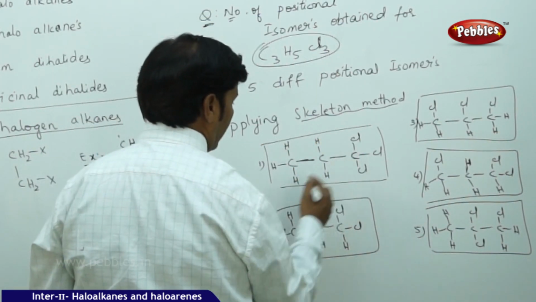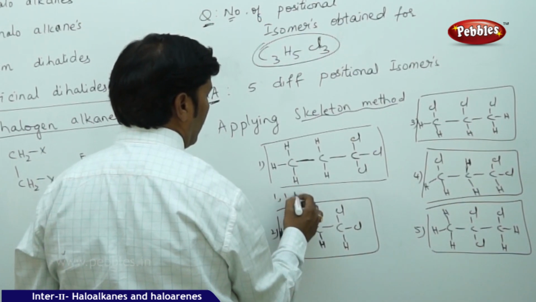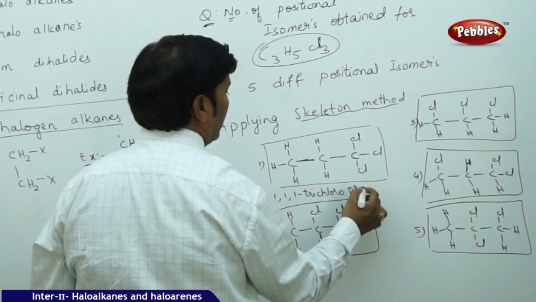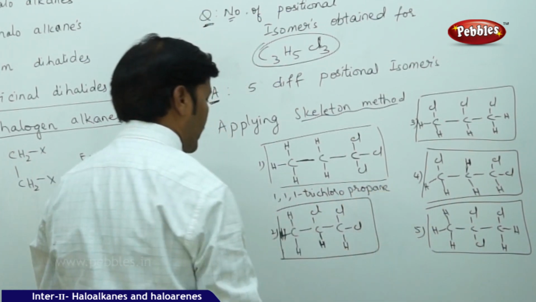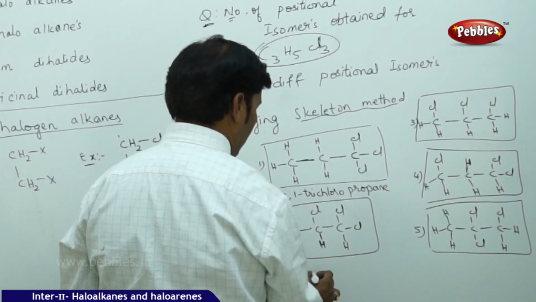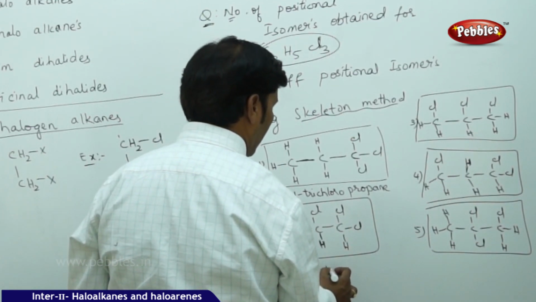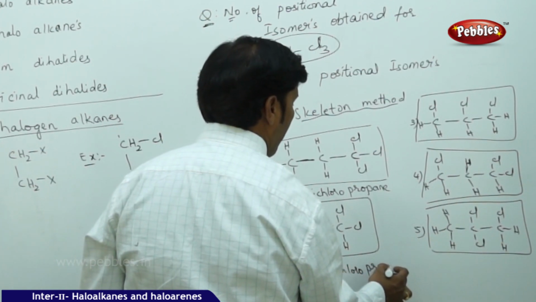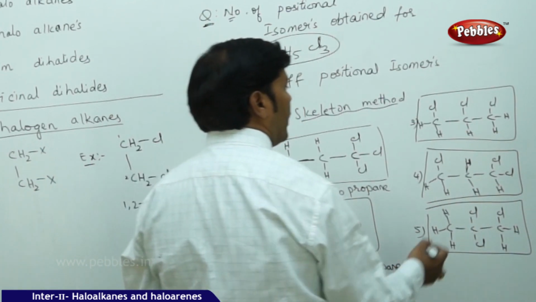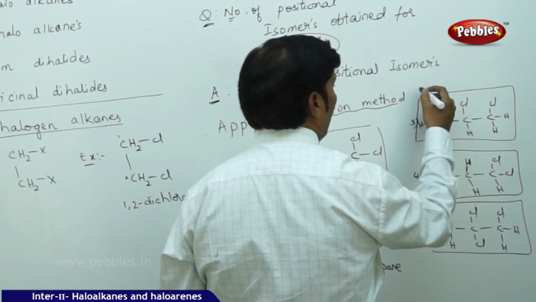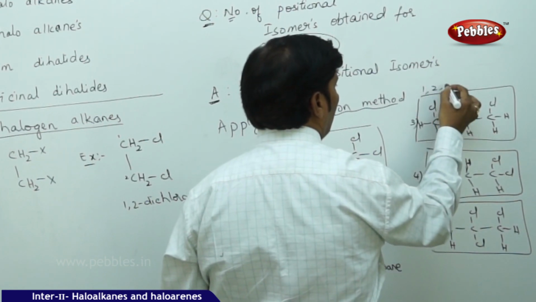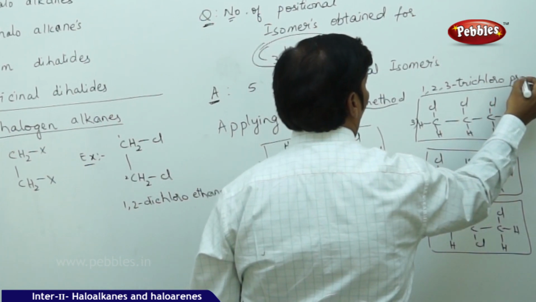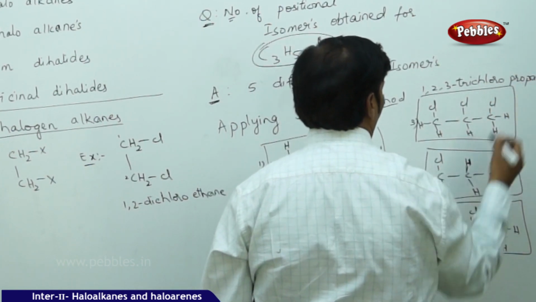That is, we can just take this as 1,1-trichloropropane. Second one, 1,1,2-trichloropropane. Again 1,2,3-trichloropropane. Again here.